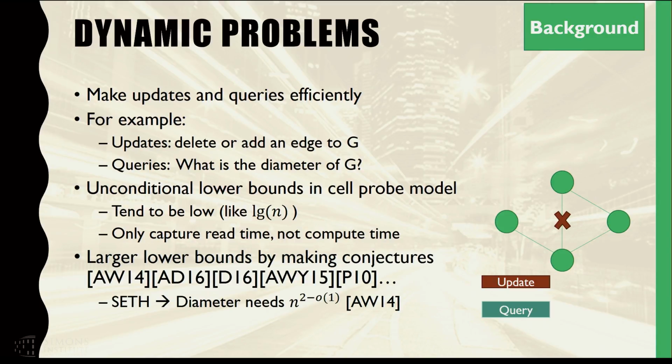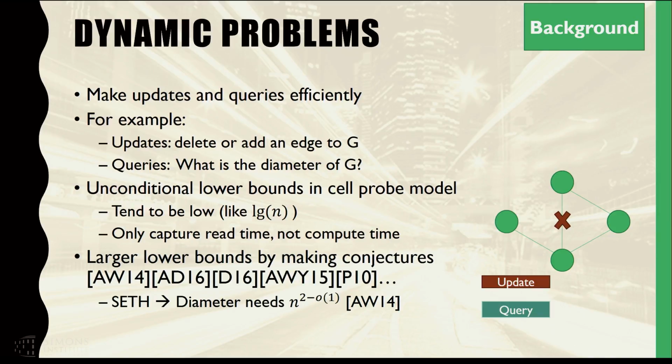Previously, there have been unconditional lower bounds from the cell probe model. They tend to be low, like if your data structure has a certain size, then your updates have to be at least log n. These sort of capture the time it takes to read in all the data. They don't capture the compute time.